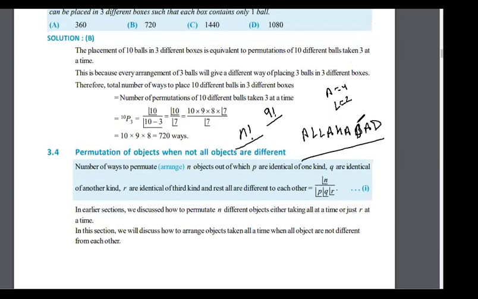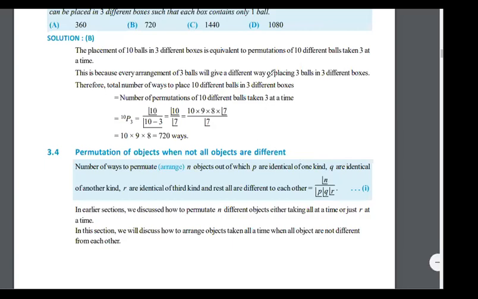What mistake am I making? I'm counting A and L multiple times. So we have A 4 times, L 2 times, nothing else, right? So it will be 9 factorial divided by 4 factorial into 2 factorial. Got it? So this is special case 1. This was special case 1.